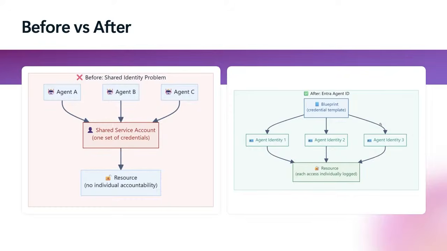On the right, each agent has its own identity, scoped to exactly what it needs. You can audit any one of them independently. You can pull one agent's access without touching the others. And you have a clear line of accountability from every action back to a specific agent. Let's look at what makes the right side possible.